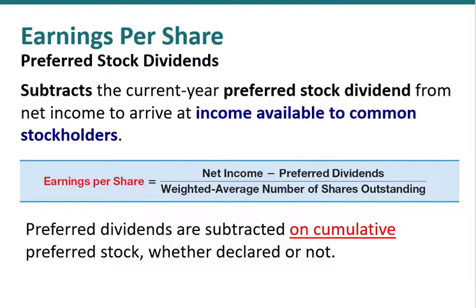Now, if the dividends are non-cumulative, we will only subtract the dividends if they are paid. But on cumulative preferred stock, where preferred stockholders have to receive any dividends in arrears before common shareholders receive dividends, we subtract that from the numerator.